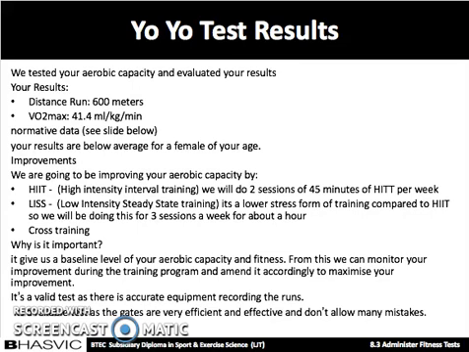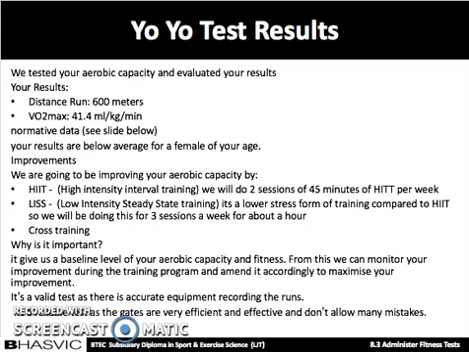To improve this, we recommend working to improve your aerobic capacity by doing HIIT, high intensity interval training. At the high intensity period, your body will use ATP from its anaerobic system, but in the recovery period, it will need to work its aerobic system to replace the energy spent.